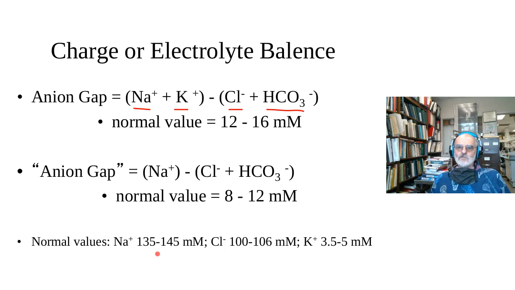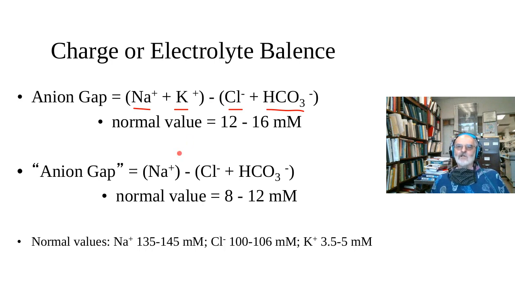Now, normal sodium is around 140 millimolar, and normal chloride is around 100, 105, 106 millimolar. Normal potassium is around 3.5 to 5 millimolar. So if you just do the math here, 140 plus 5 is 145. 105 plus 24 is something like 129. And so the difference between those two sums is somewhere around 15, 16. If you look at these ranges and plug in various numbers, you'll see that this normal anion gap is around 12 to 16 millimolar.